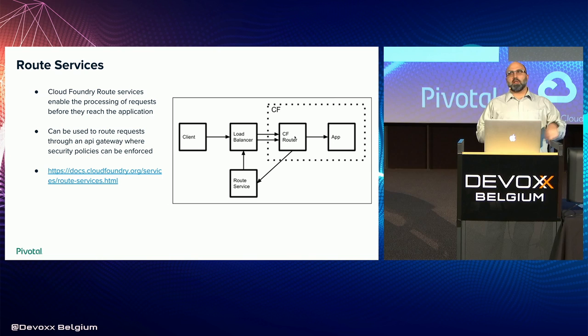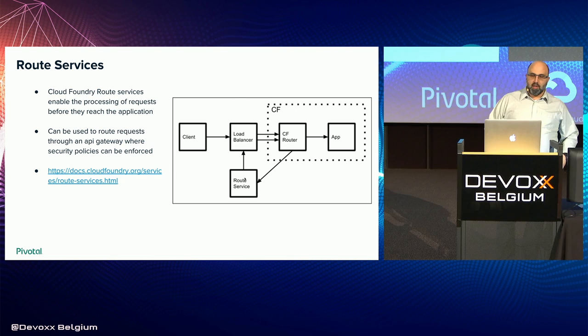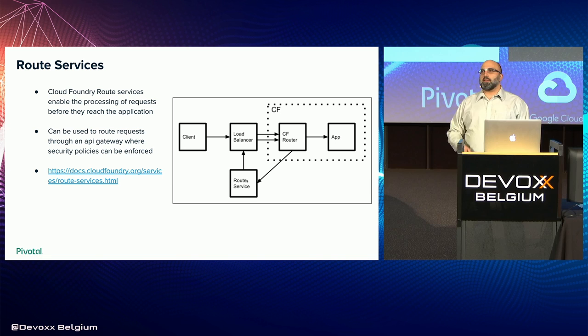And there, the router can say, great, I want to send that request to a route service. That could be like an API gateway. This route service would then process it, might do things like take the opaque token and validate it and all that type of stuff. If the request should continue on, it'll go back to the load balancer, back to the Cloud Foundry router, and onto your app. So that's pattern number one.